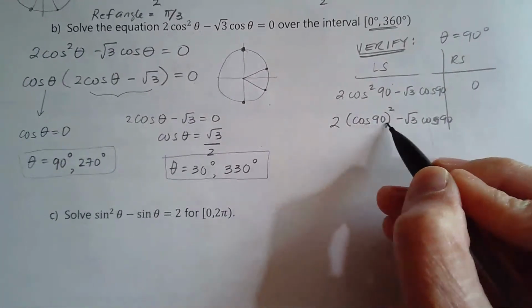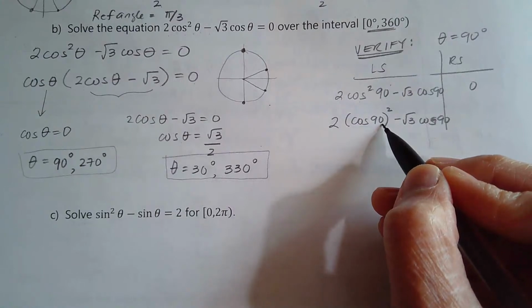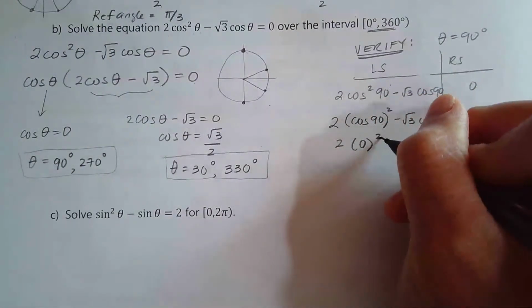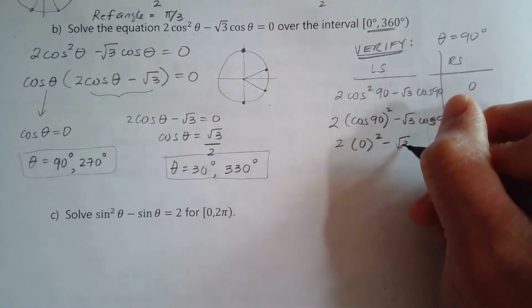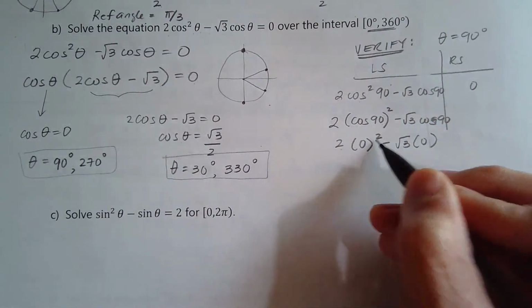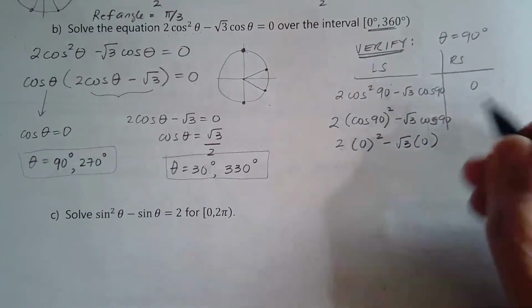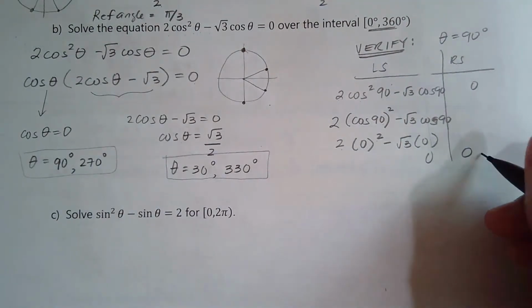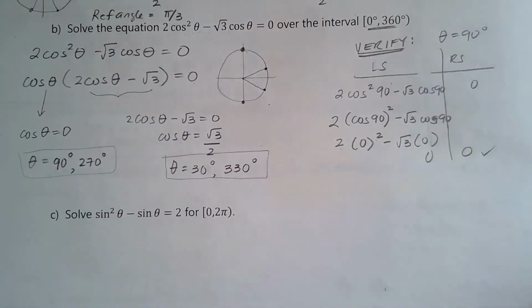Okay, well, what's cos of 90? Well, cos of 90 is 0. So 2 times 0 squared minus root of 3 times 0. So 2 times 0 squared is 0 minus root of 3 times 0 is 0. So therefore, 0 equals 0. Our answer is correct.